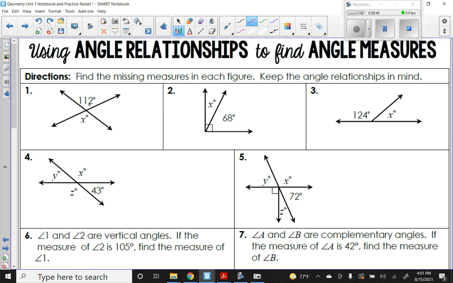112 and X are vertical, back to back. Vertical angles must be congruent. That's why X is 112. These two angles on number 2 have a 90-degree box in there. These are complementary. So 68 plus x is 90. So it would be 22. That one's done. Number 3 is a linear pair. If you can draw a half circle over them, they always add up to 180. And that's why x is 56. 124 plus 56 is 180.